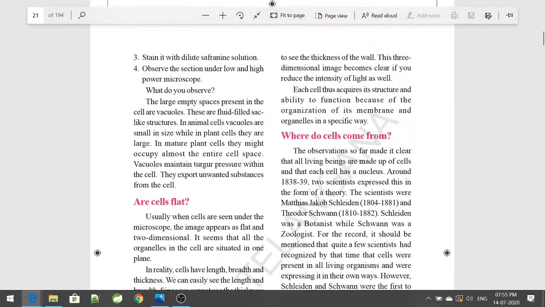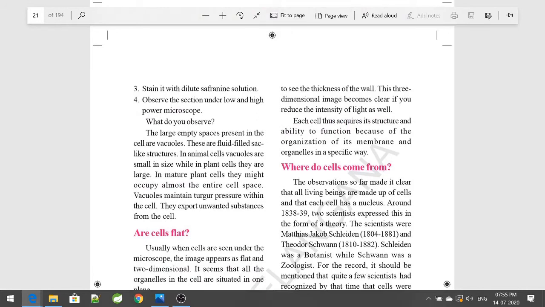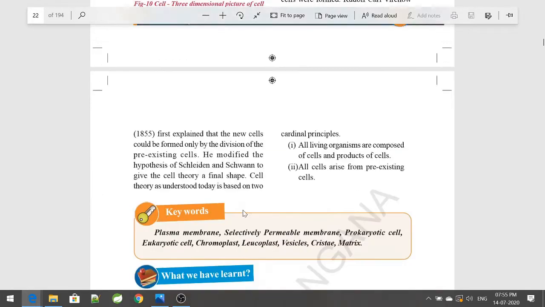Vacuoles we have seen in plant cells only. They are needed for the stiffness of the plant, and also for the storage of water. Vacuoles maintain turgor pressure within the cell. They export unwanted substances from the cell. So what are the key points?